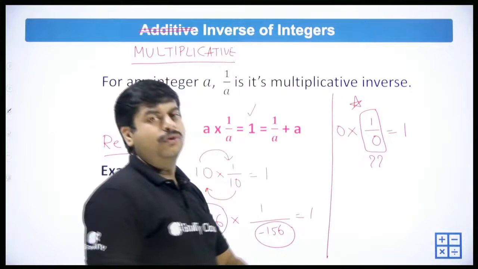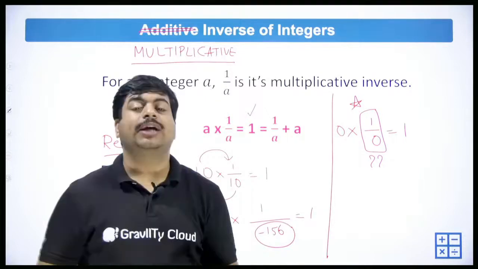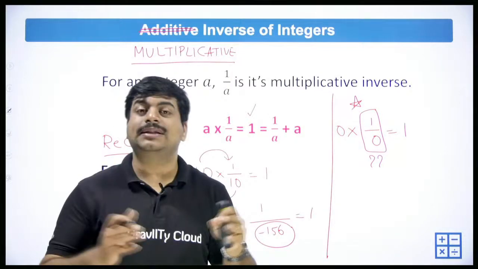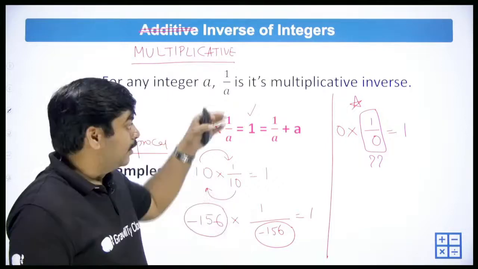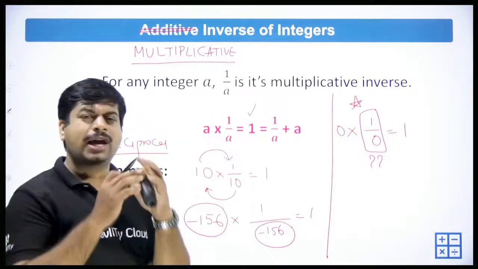The question is, what is the multiplicative inverse or reciprocal of the number 0? You should say the answer is undefined, because you don't know which answer to keep there. 1 by 0 is not a defined number, right? So you can say that for the number 0, you cannot find a multiplicative inverse. For the rest of every number, for A, 1 by A, they are reciprocals, or you can say multiplicative inverse, right?